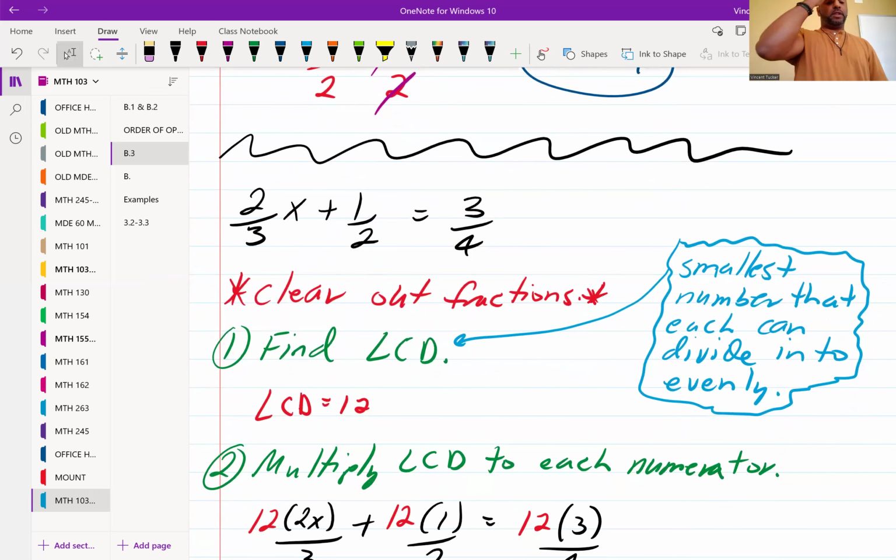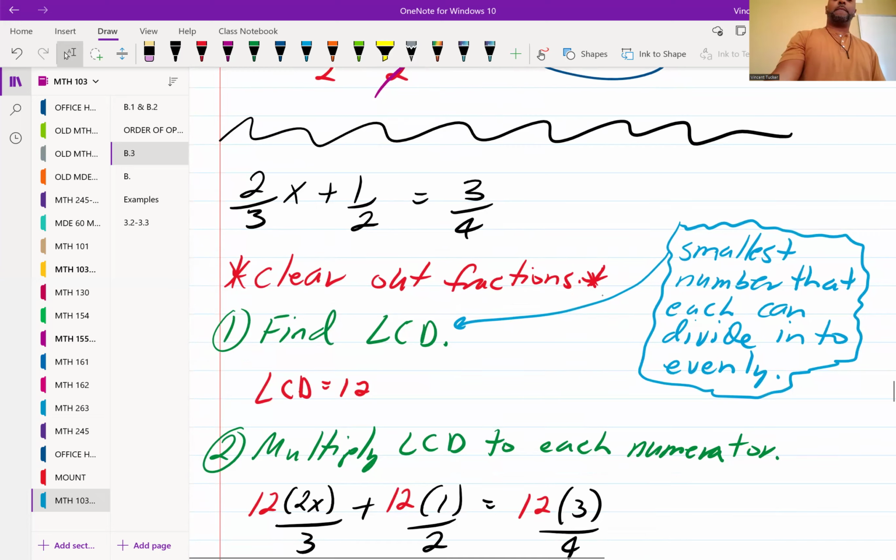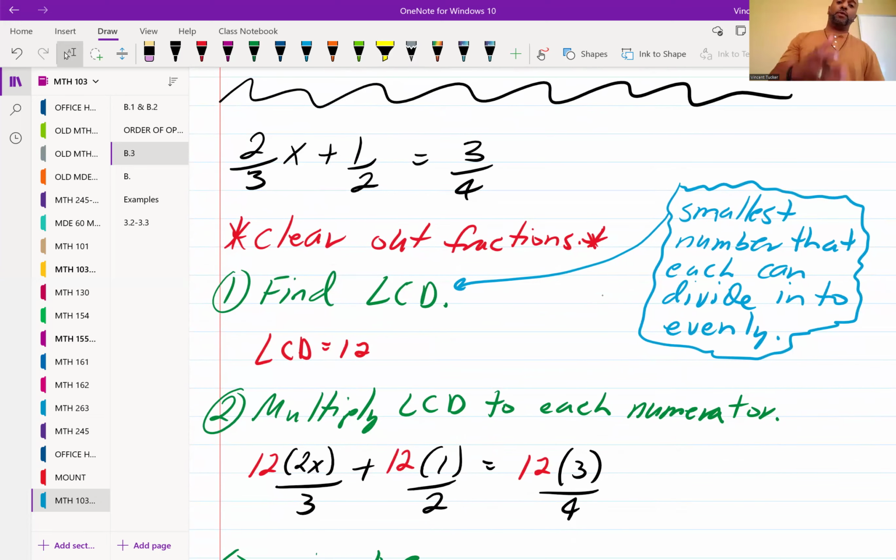Now, if by some chance you don't use the smallest number, as long as those three numbers can divide into it evenly, you'll still be okay. So let's say if you did 24, 3, 2, and 4 can divide into 24 evenly, so you'll still be fine. But that's the main thing, finding a number that 3, 2, and 4 can divide into evenly. We normally say look for the LCD, the smallest number, because if you use the smallest number, then that's the least amount of calculation you have to do. But if you use larger numbers, it's fine, as long as the 3, 2, and 4 in your denominators can divide into that number. That's the main thing.